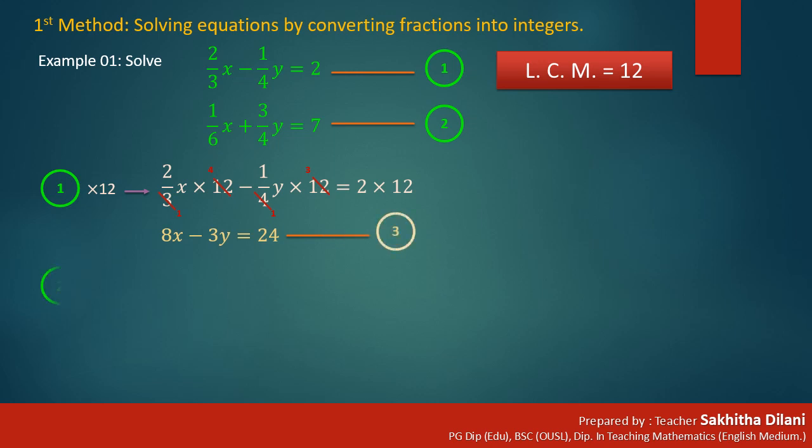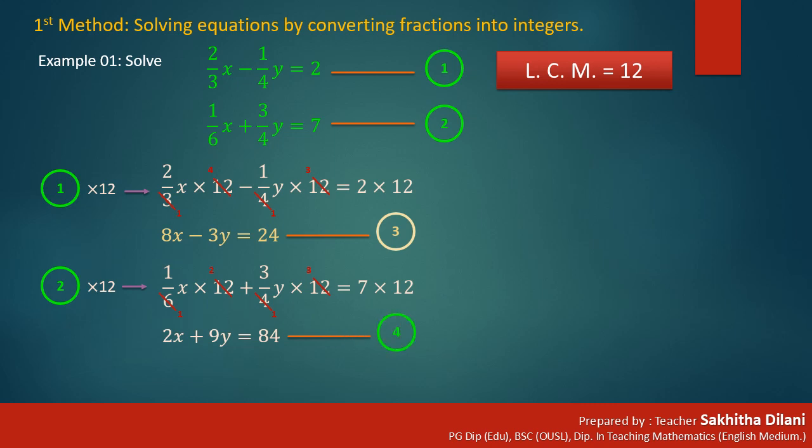Then we multiply the second equation by 12. Each and every term has to be multiplied by 12. After simplifying, the equation 2x plus 9y equals 84 is obtained. Let's name it as the fourth equation. The two simultaneous equations 3 and 4 involving only integers are solved instead of the first and second equations.